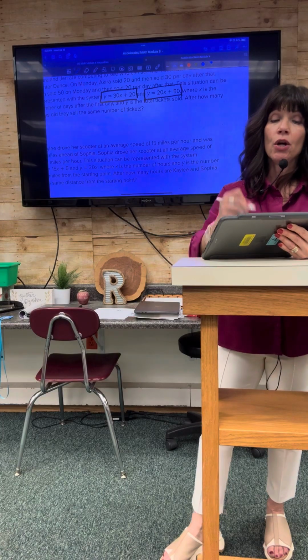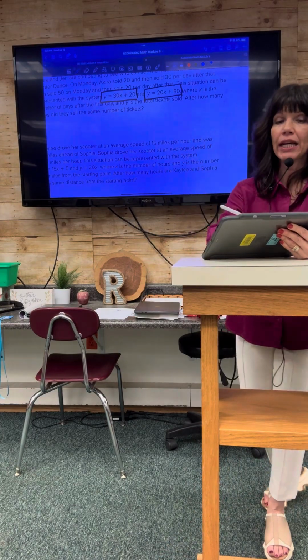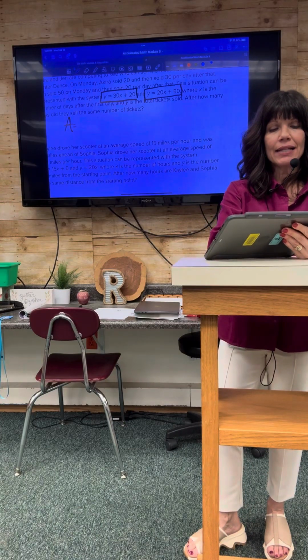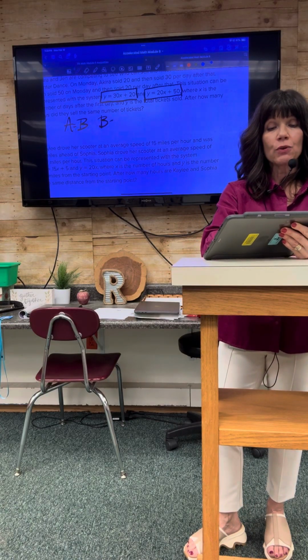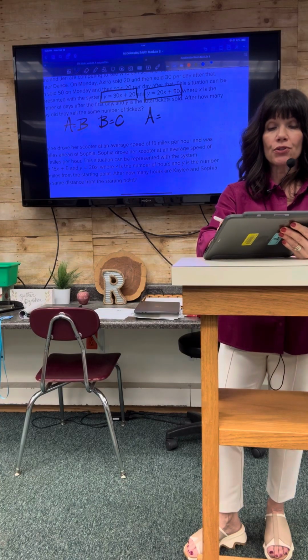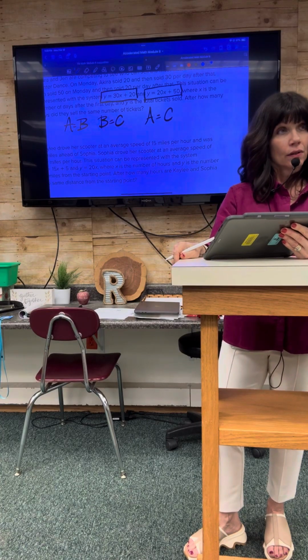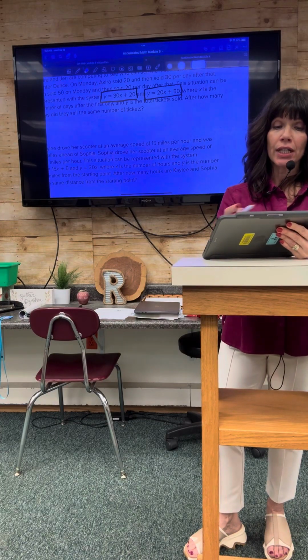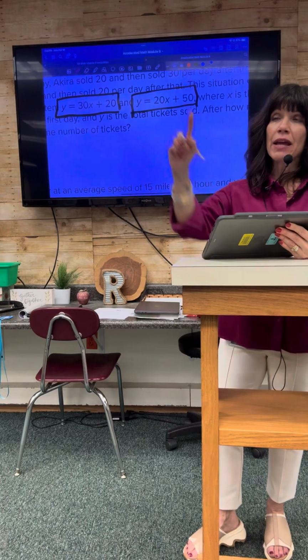For item number 7, I'll just tell you quickly, they tell you you need to find out when both of these kids would have sold the same number of tickets, with number of tickets being Y. So have you heard of this before? If A is equal to B and B is equal to C, then A is also equal to C.